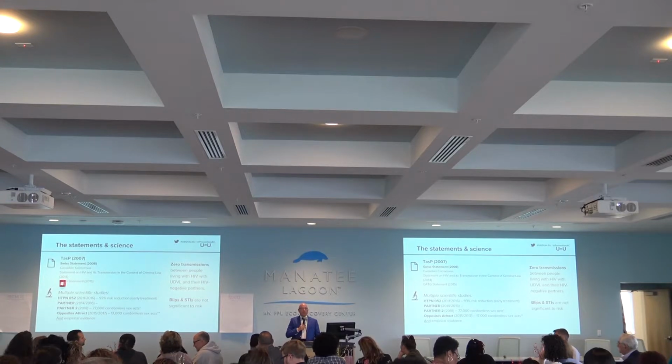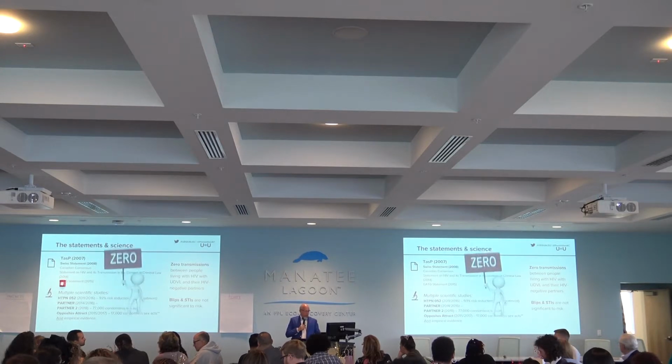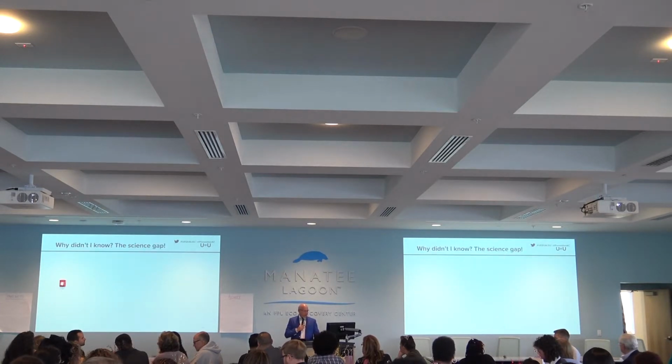And blips and sexually transmitted infections do not seem to affect this pattern. That's something we're always worried about. What happens if people have a slight increase in their viral load, when it goes back to detectable? It doesn't seem to be a problem. There haven't been any transmissions. Undetectable equals untransmittable.